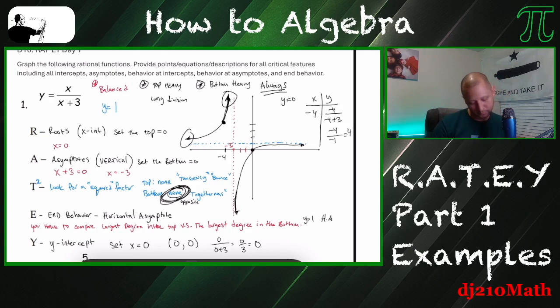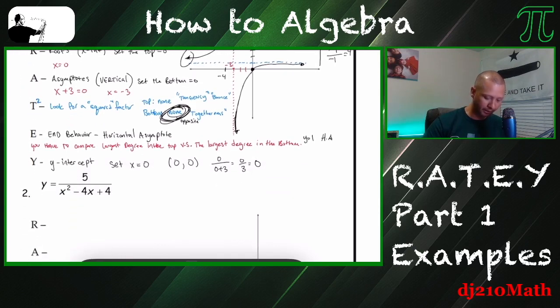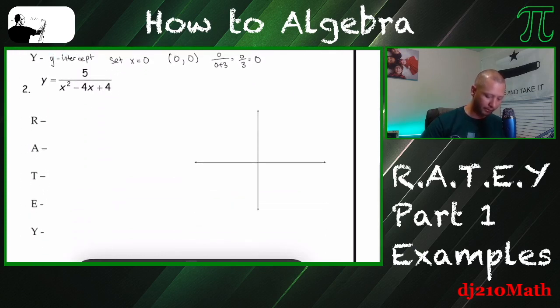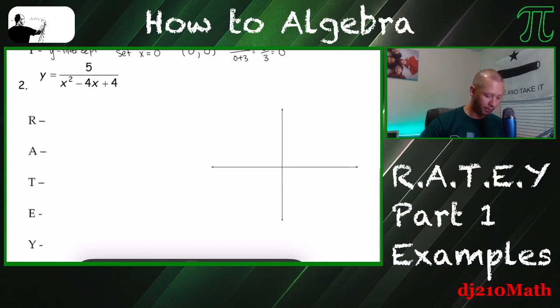So this one took some time because I was explaining all of the things, but let's see if we can go slightly faster. Hopefully you have some good notes here, because now instead of writing out what they are, I'm just going to write out how it should look. So first things first, set the top equal to 0. So 5 is equal to 0.